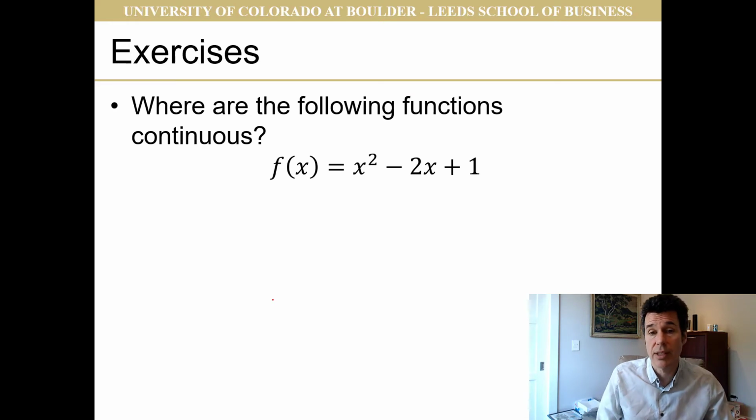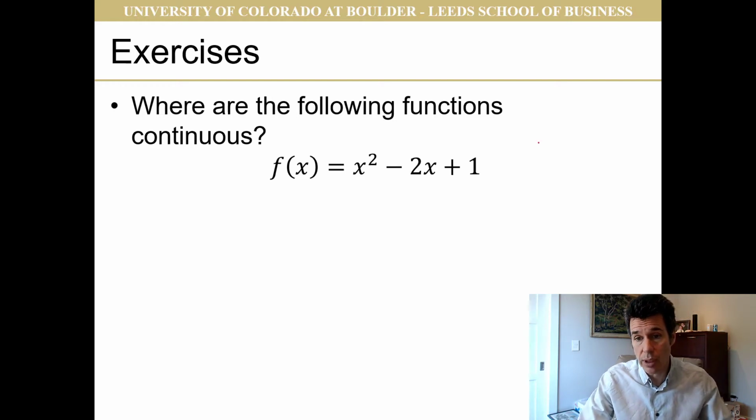So let's think about some functions here. When are the following functions continuous? So we've got f of x equals x squared minus 2x plus 1. This is a polynomial. So it's continuous everywhere.